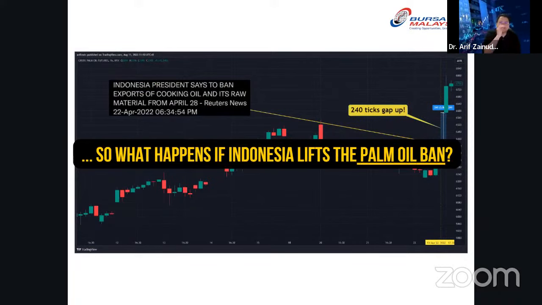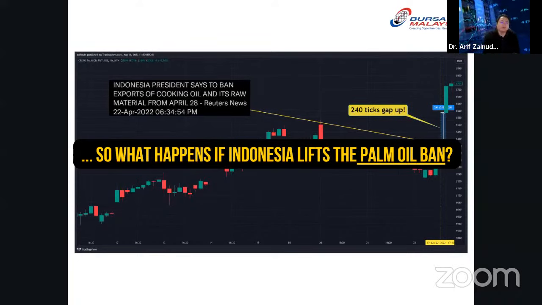So what happened was, the news about the CPO ban came out after our market had closed at 6:34 p.m. What happened the next day was the opening session on the 25th opened with a 240 ticks gap up. The total price rise was from 6,200 to 6,800. That's about 600 ticks increase in a few hours.